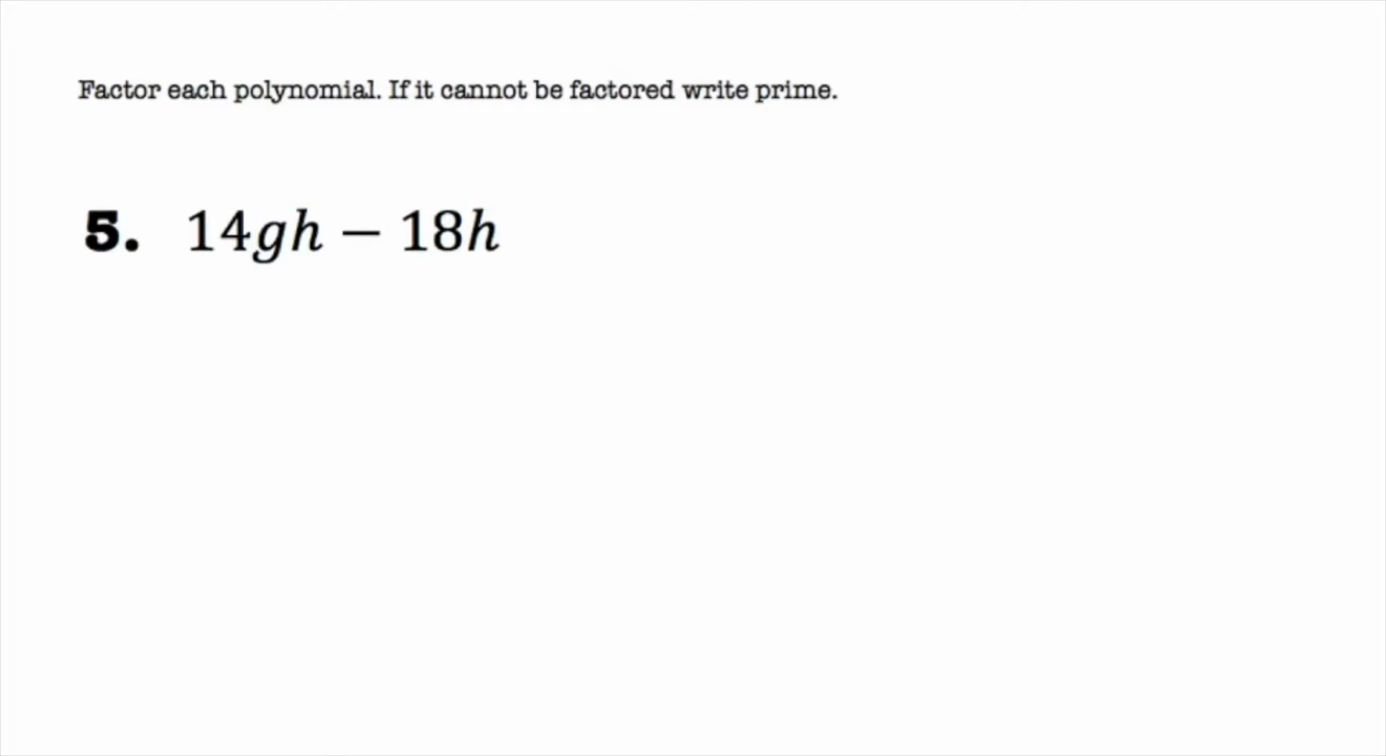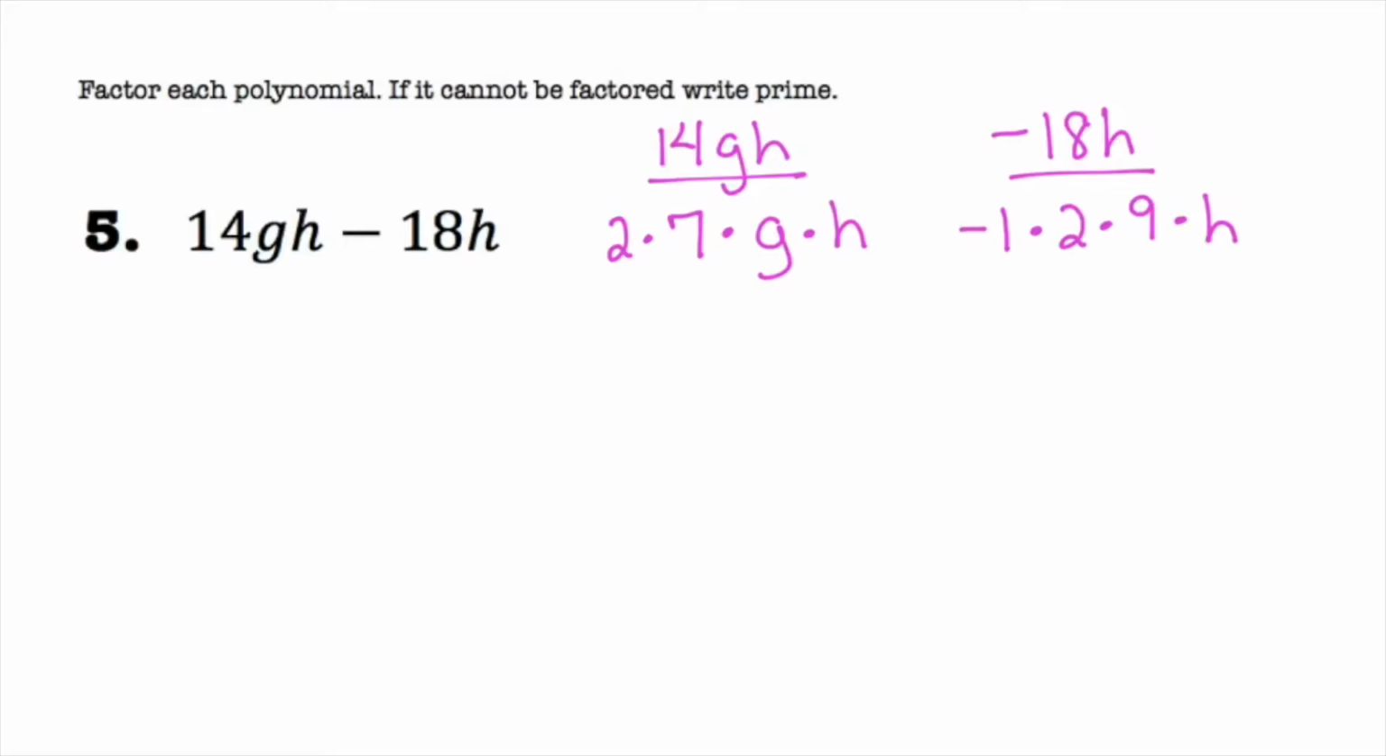All right, so for number 5, you're going to do the same thing. Find what multiplies to be 14gh and what multiplies to be -18h. And that would be as follows. And you can simplify the 9 on the right-hand side. So you're going to do 3 times 3 and expand it out. We're just going to copy down the left-hand side because you can't simplify that even further.